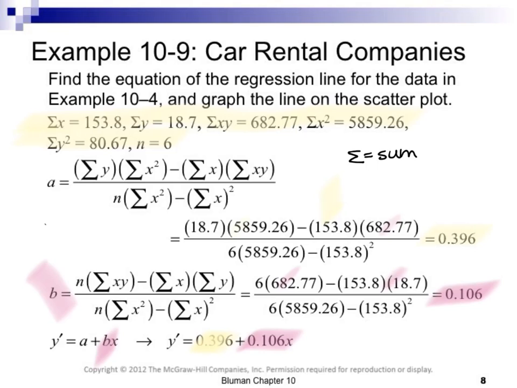So we take that and we have our equation, and I always like to write the x first. So y would equal, because I teach algebra as well and I'm used to mx plus b, 0.106x plus 0.396. I am not going to count off if you put it in either order, as long as you get the slope in the right place and the y-intercept in the right place.